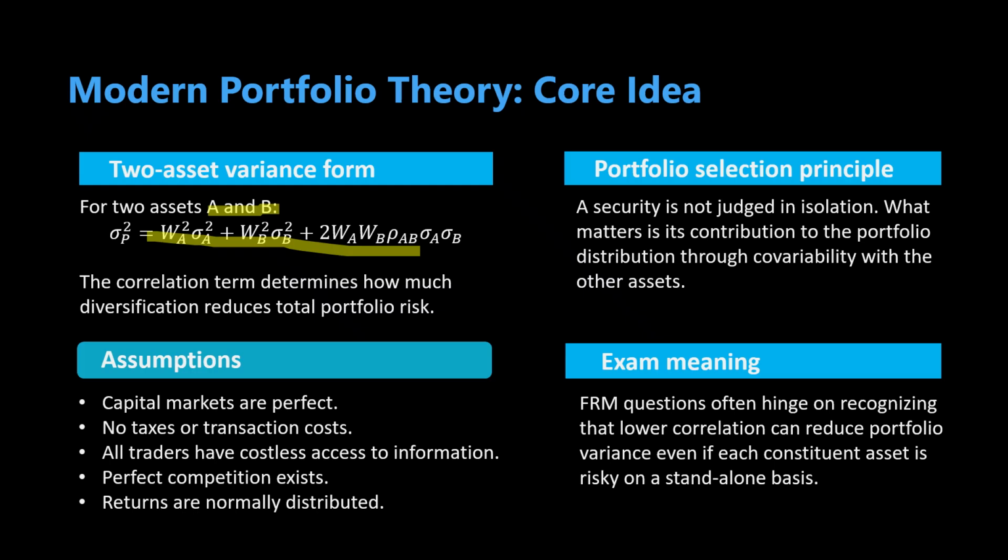Now we will proceed, and it's very important to flag the assumptions that underpin this framework. The MPT model assumes that capital markets are perfect, meaning no taxes, no transaction costs, and no restrictions on trading. It assumes that all traders have costless and equal access to information. It assumes perfect competition, so no single participant can move prices. And it assumes that returns are normally distributed.